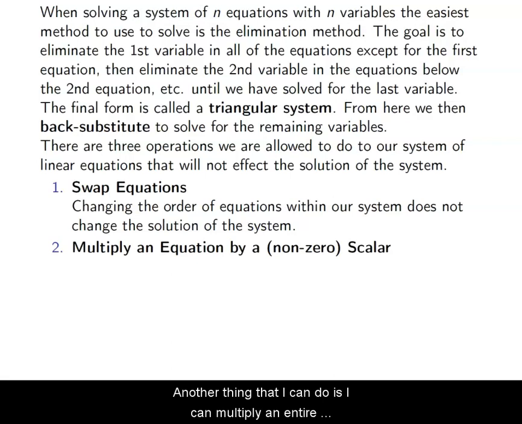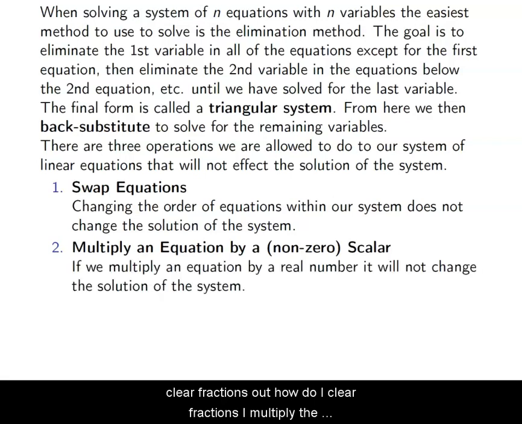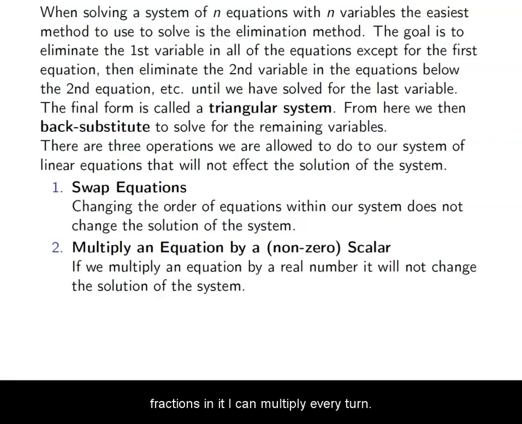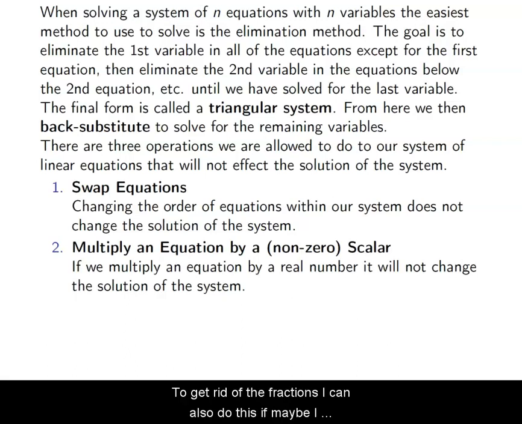Another thing that I can do is multiply an entire equation by a non-zero scalar. You've seen me do this lots of times, especially when we have fractions. I always like to clear fractions out. How do I clear fractions? I multiply the entire equation. I don't have to multiply the whole system, just one of the equations. If one of the equations has fractions in it, I can multiply every term in that one equation by the same number to get rid of the fractions. I can also do this if I need the coefficients to match up so that I can add them together and get that variable eliminated.